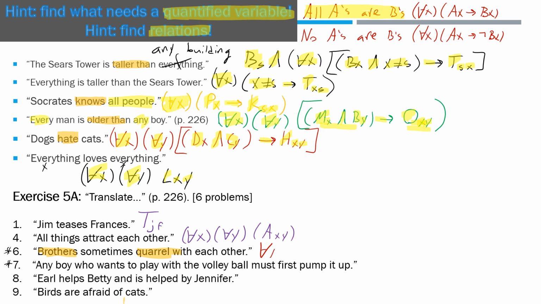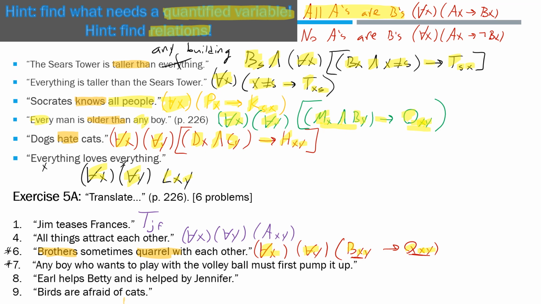All right, for all x, for all y, if capital B, lowercase x, lowercase y, then capital Q, lowercase x, lowercase y. Because look, we have for all x, for all y, if x is a brother of y, then x quarrels with y. So we have two-place predicates. We have this two-place predicate here, the antecedent, and in the consequent. And we have those two variables, x and y.